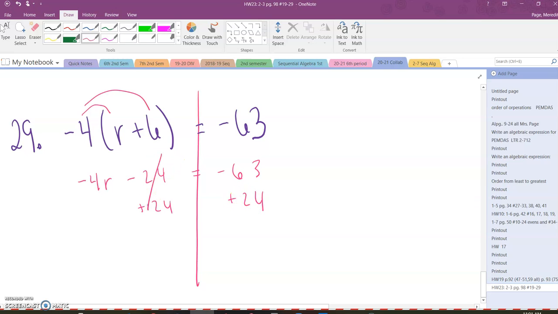So this is a perfect time where you guys should definitely have your calculators out. Negative 4r equals, and then in your calculator you would do negative 63 plus 24, and you'd end up with negative 39. That's negative 4 times r, so the opposite is to divide. And then in your calculator, you're going to do negative 39 divided by negative 4, and you're going to get 9.75. Okay, that is the homework.